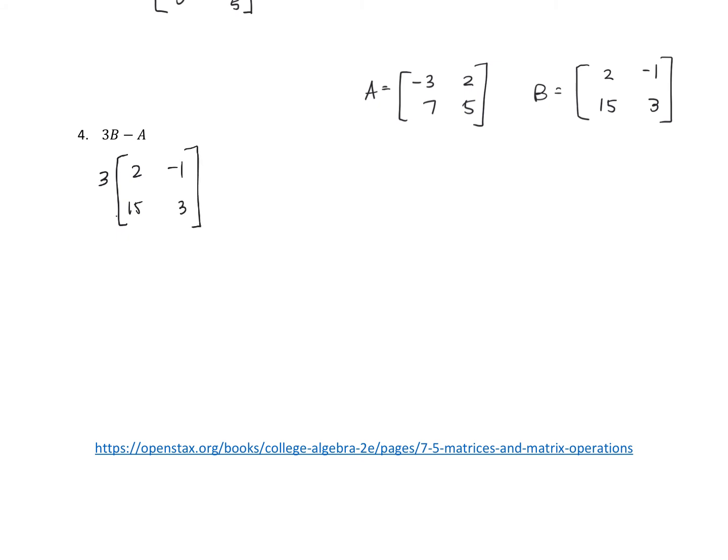If it helps you, you can write it like this. Sometimes it's helpful if you have more than one operation going on at once. In this one, we're actually using the idea of scalar multiplication as well as finding a difference of matrices, which we learned in a previous video. First I'm going to do multiplication, so the scalar multiplication should come first. I'm going to multiply each element within that matrix by 3. So 2 times 3 is 6. 3 times 15 is 45. 3 times negative 1 is negative 3. And 3 times 3 is 9.